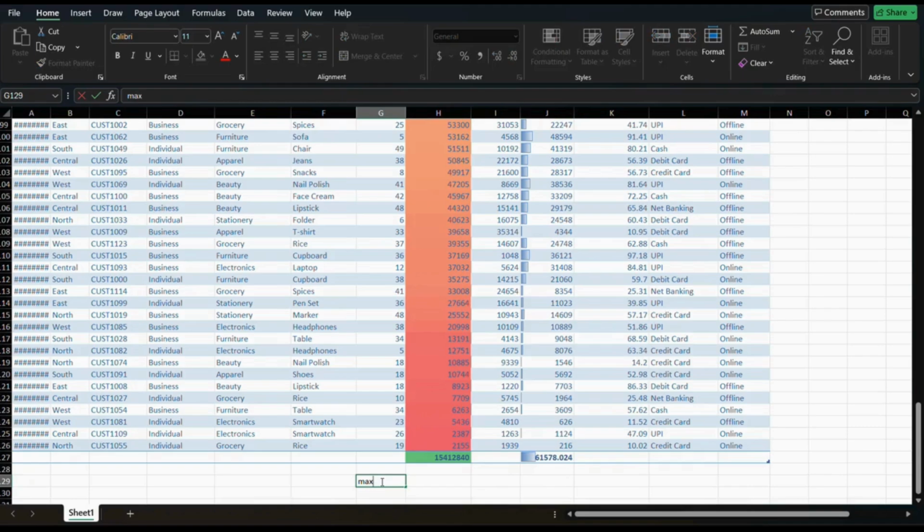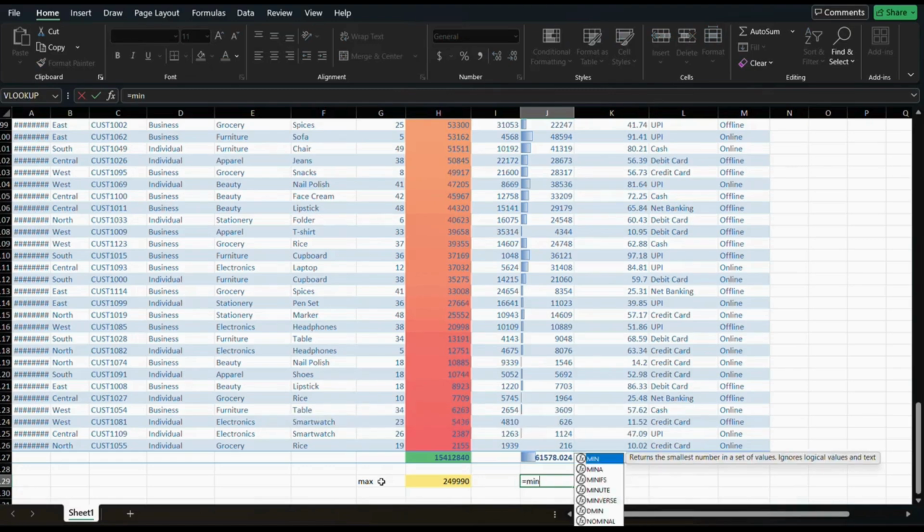Now I am using the max formula to find the single highest revenue entry, the biggest sale record in the dataset. The minimum formula gives me the smallest profit value. It helps identify the lowest performing transaction.